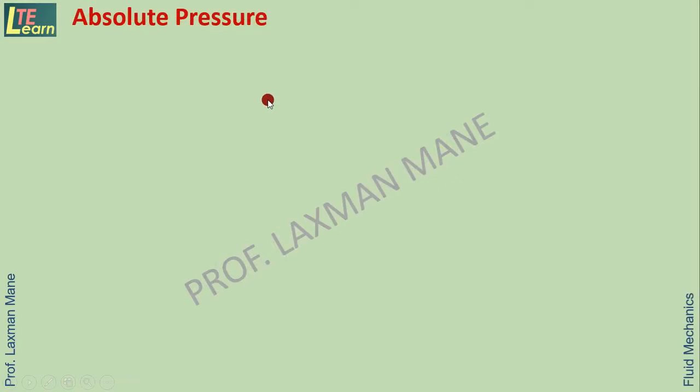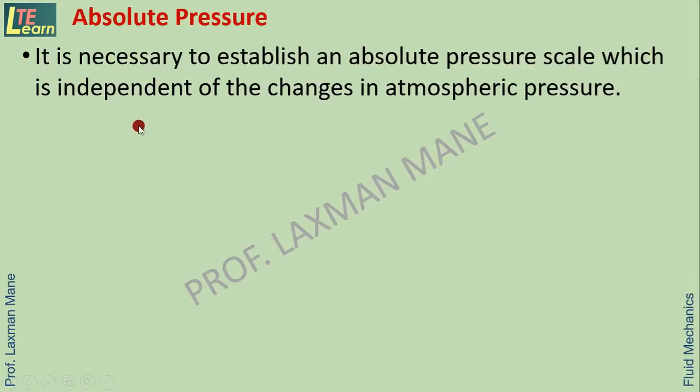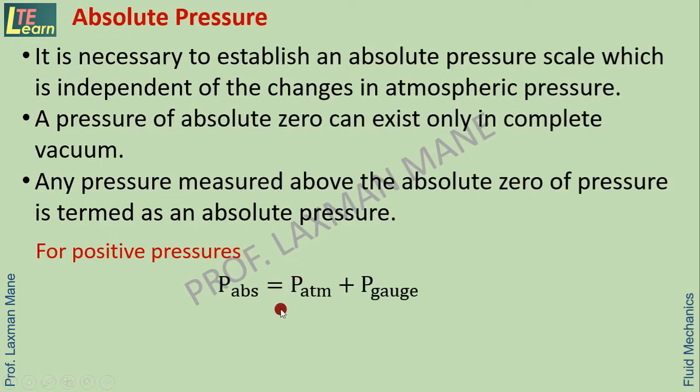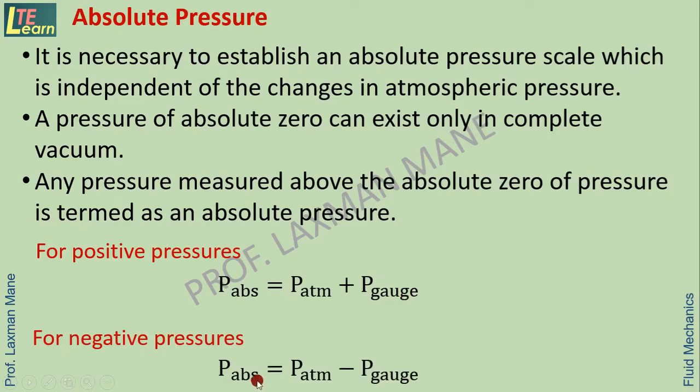Absolute pressure is a total pressure. This is the pressure measured above the absolute zero of a pressure, which is termed as an absolute pressure. So there are two relations. For positive pressures, absolute pressure is calculated by summing up atmospheric and gauge pressure values, and for negative pressures applications, absolute pressure is calculated by taking the difference of atmospheric and gauge pressure of the instrument.